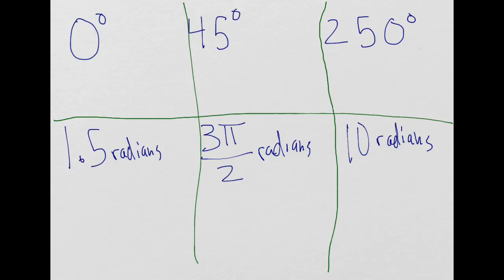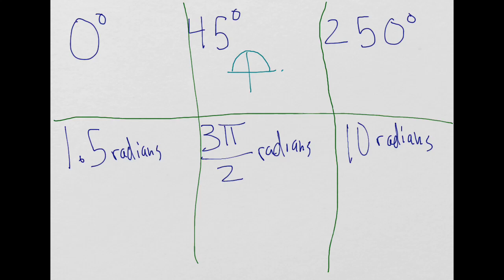Okay, problem one on our trig unit study guide. We just want to convert between radians and degrees. To do this, again, it all comes back down to the unit circle. Everything in this unit does.